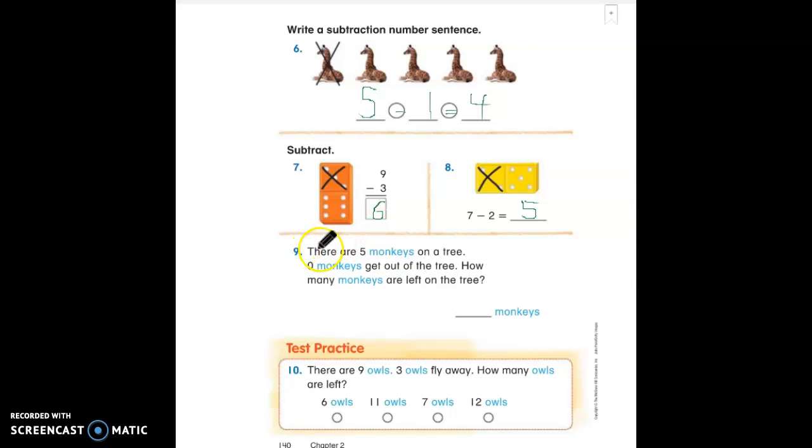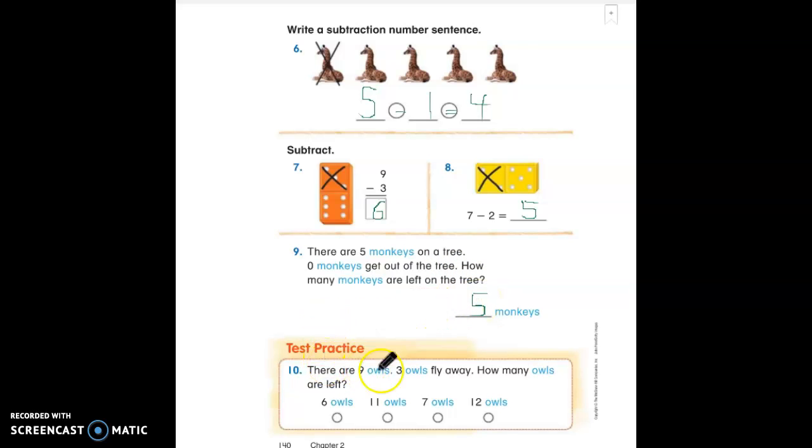All right, number 9. There are 5 monkeys in a tree. 0 monkeys get out of the tree. How many monkeys are left in the tree? Ooh. All right, so your answer is 5. And the reason why is because anytime we take 0 from a number, we're still going to have that number left over.